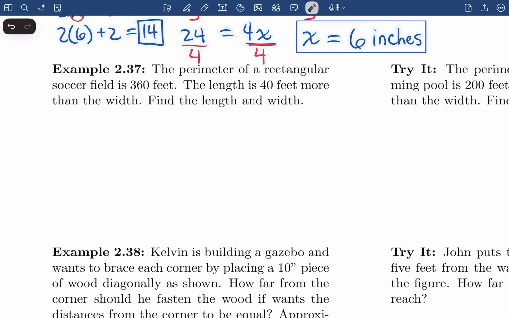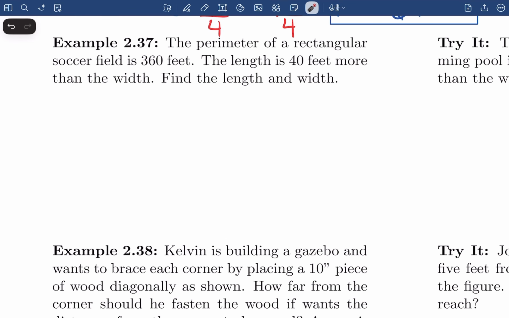Example 2.37. The perimeter of a rectangular soccer field is 360 feet. The length is 40 feet more than the width. Find the length and the width.